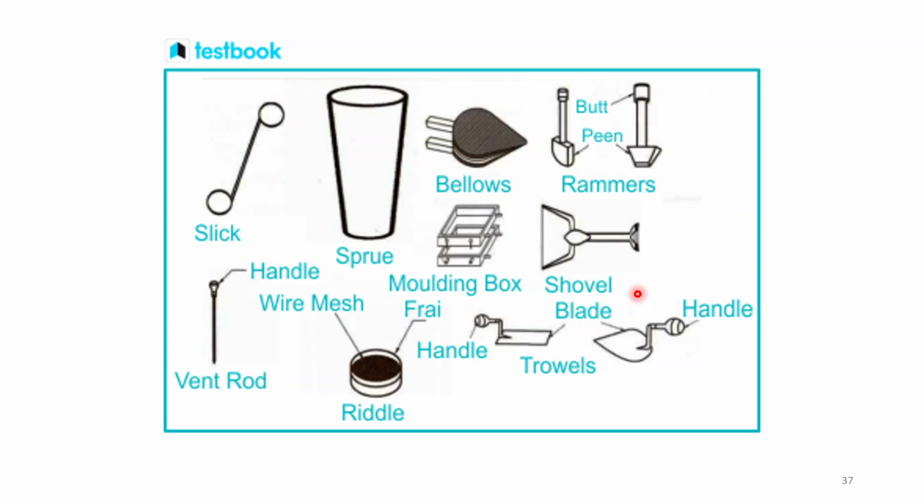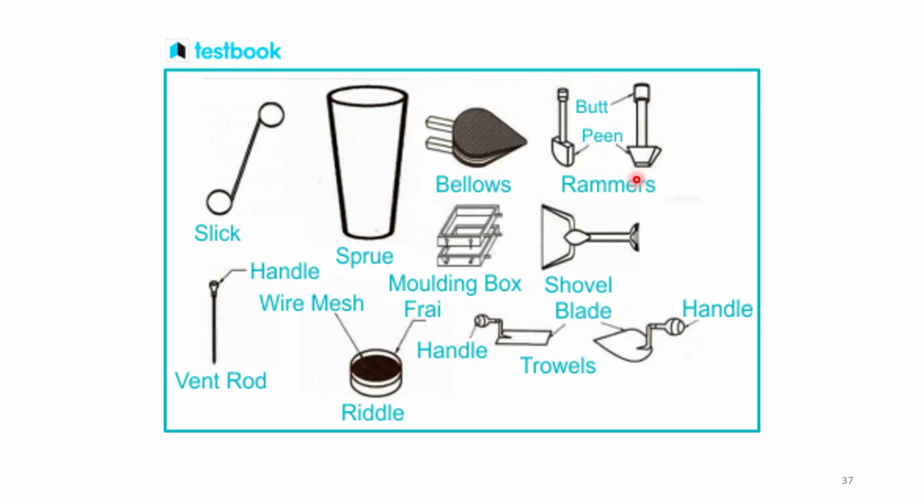Now these are various tools which are of use. Vent rod, I told earlier, is for making vent holes in your sand. Next you have wire mesh, this is for sand. Sleek, sprue, bellows and molding box. Rammers also you use for settling of sand in the flask.